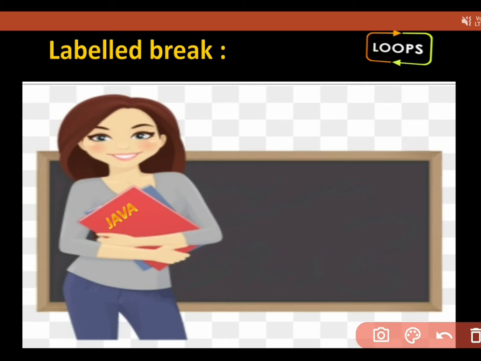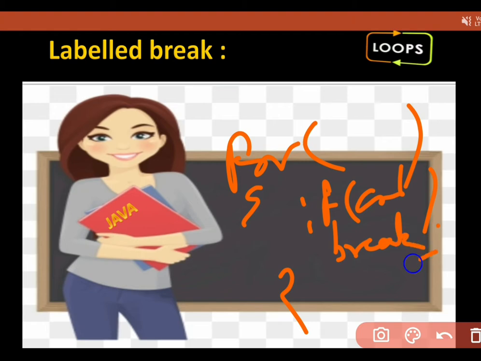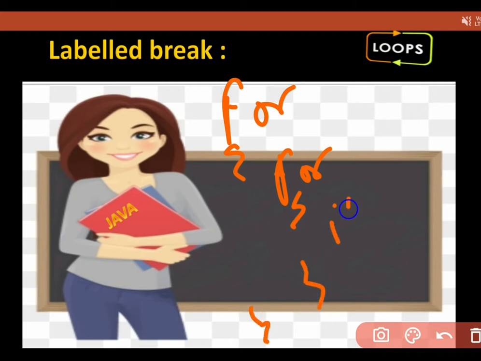We use break and continue when we are dealing with a normal loop. For example, I'm writing an if condition, and then I'm using break. Break is used to terminate a loop. But if somehow I'm facing a problem, I have a nested loop. See, in this way, I have a nested loop.